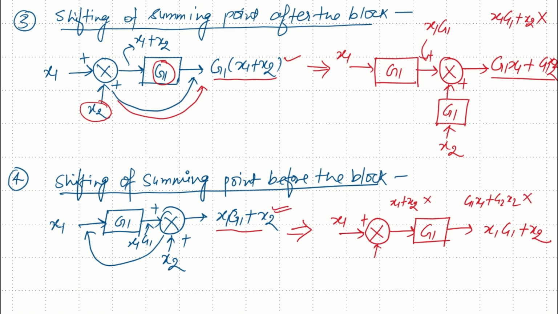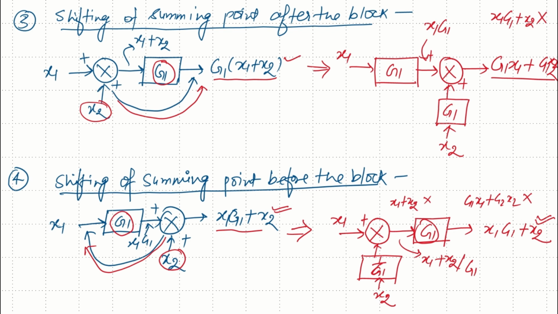So what we will do is first divide the signal X2 by this gain G1. So I will apply a block with the gain 1 upon G1, and this signal X2 will be applied to the summing element, and what we will get in this case is X1 plus X2 by G1. Now, this signal will be multiplied by G1, and we will get the correct output as in the previous case. So the rule is, if you want to shift the summing element before the block, then the signal is divided by the block gain in between.